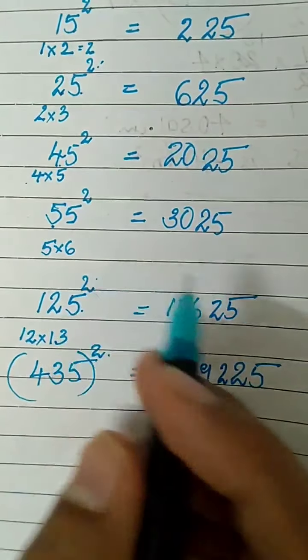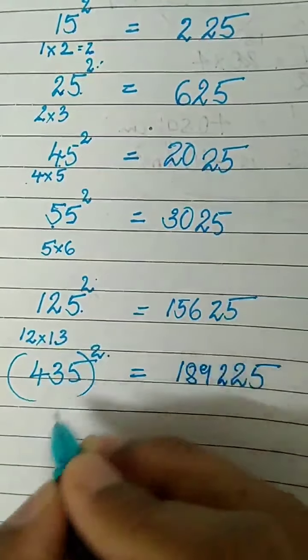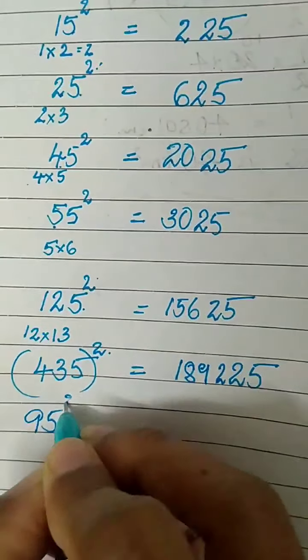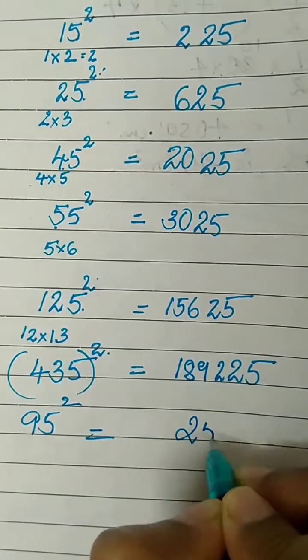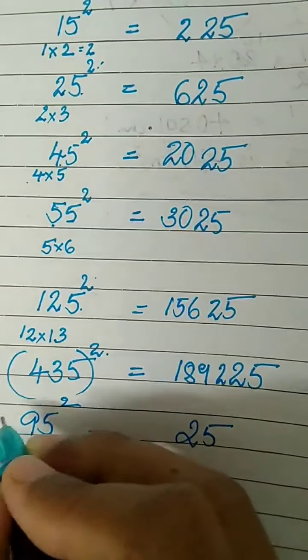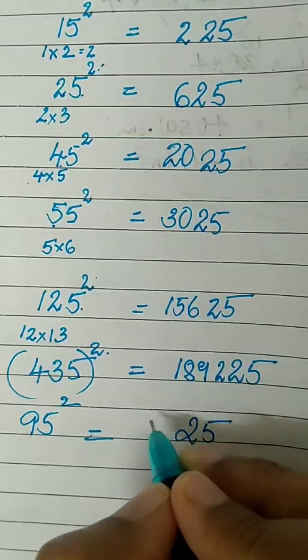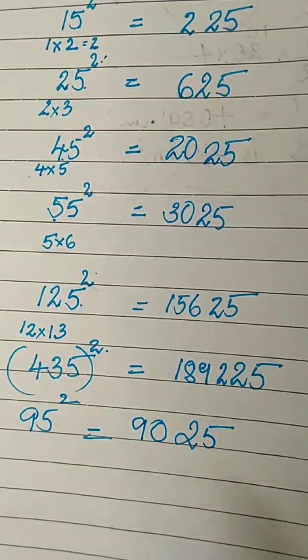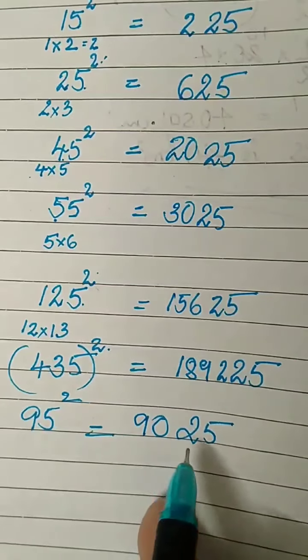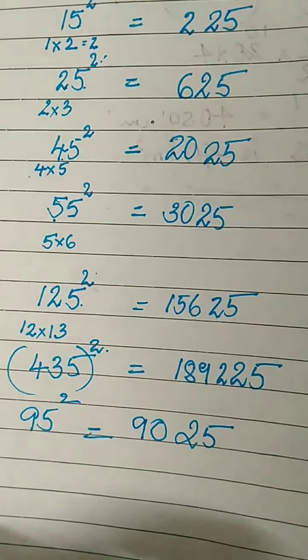65, 75, 85, 95. 95 square. Just calculate in your mind. 5 square is 25. After 9, the next number is 10. 9 into 10 is equal to 90. So the answer for 95 square is 9025.